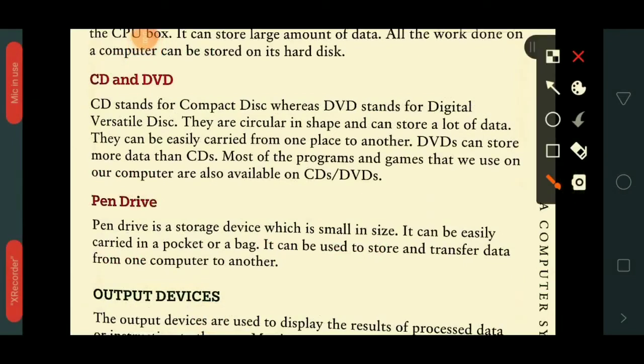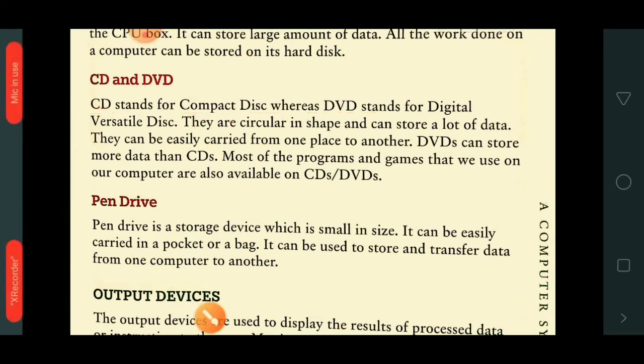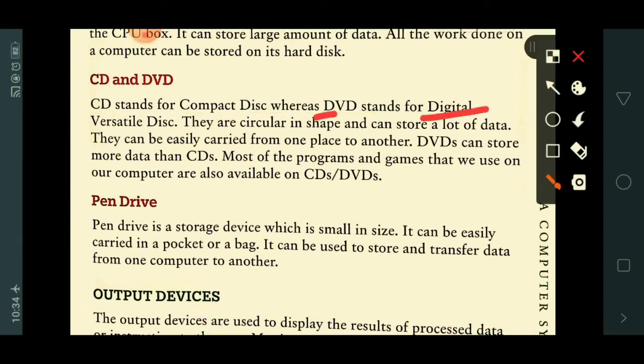The next storage device is CD and DVD. CD stands for compact disc: C means compact, D means disc. DVD stands for digital versatile disc: D means digital, V means versatile, and D means disc. CD and DVD are both storage devices.